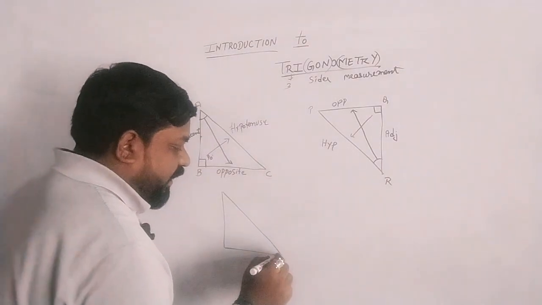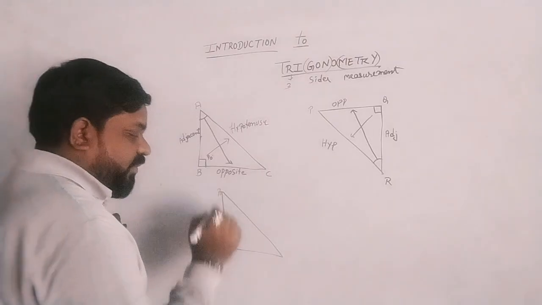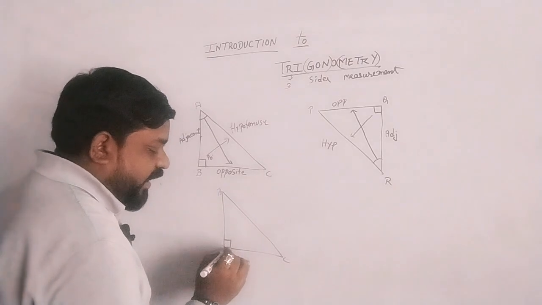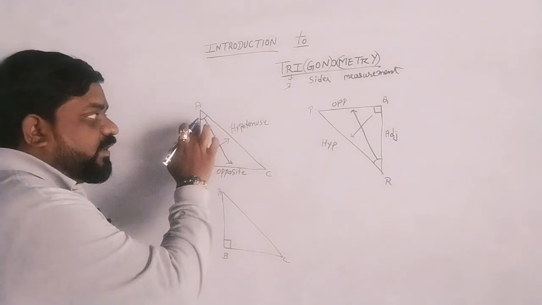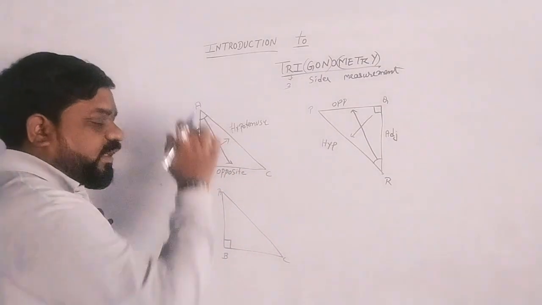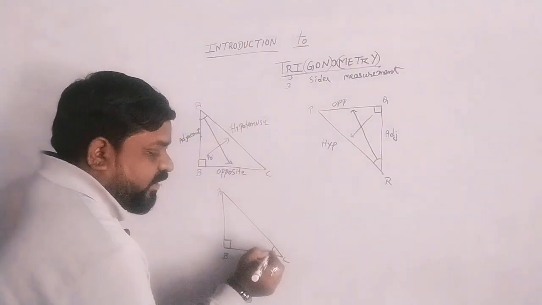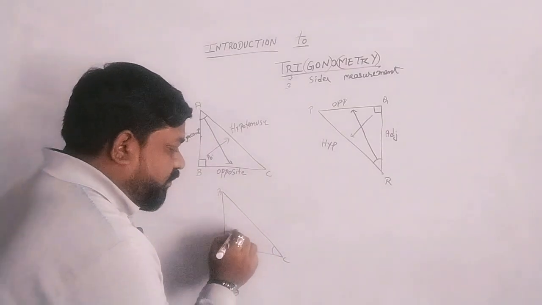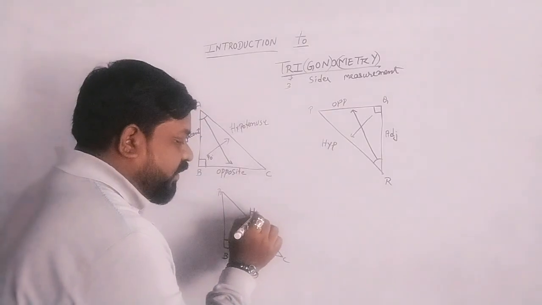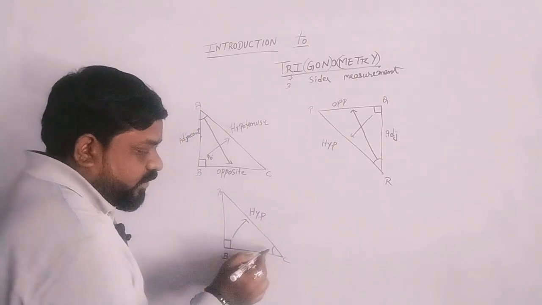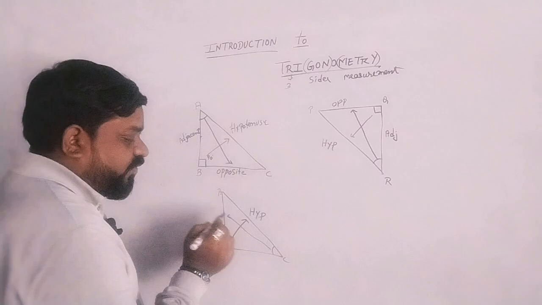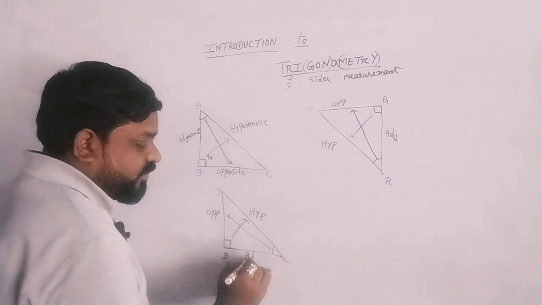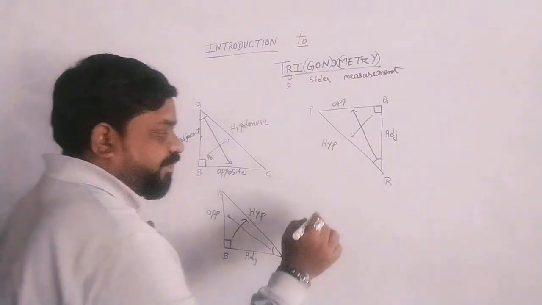We will consider one more example. I will take a triangle and name it ABC. I will mark the angle B as 90 degrees. In the first diagram I had considered A as a reference angle. Here I will consider C as a reference angle. Now AC will be the hypotenuse side. The side opposite to the reference angle is the opposite side, and this is the adjacent side.